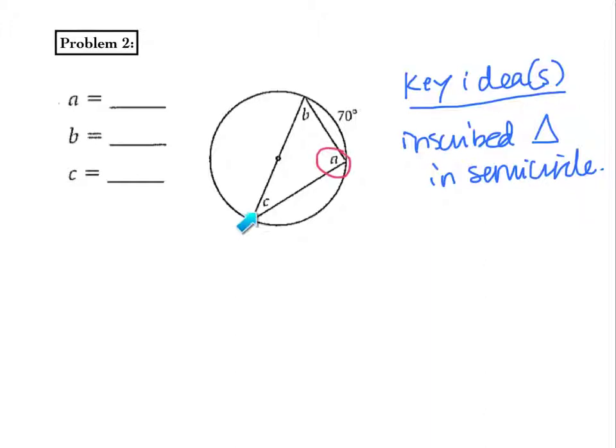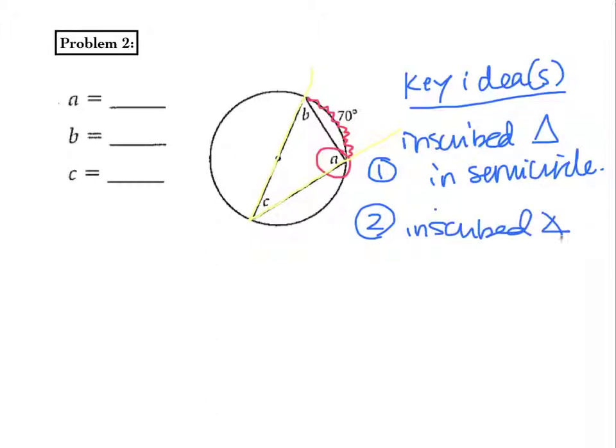I also notice that I have angle C right here, and then I have its intercepted arc over here. Remember what I suggested in class: when you are looking for inscribed angles, go ahead and highlight it and extend it beyond the circle so you can clearly see where it cuts the circle. And there's my intercepted arc. So there's a relationship between that intercepted arc and this inscribed angle. Let's write that as key idea number 2: inscribed angle.